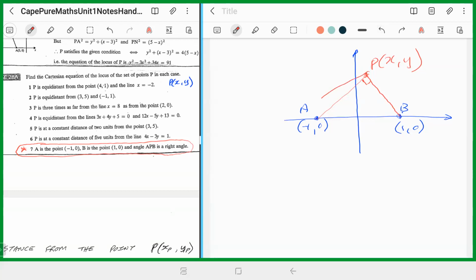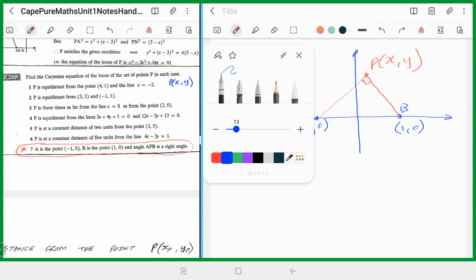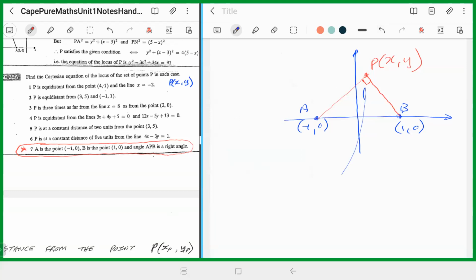Because it means that this gradient and this gradient, we multiply them and get negative 1. So that's what we're going to use for this one. Because the angle inside this is 90, the gradient of AP times the gradient of BP is equal to negative 1. If this angle is 90, then these are perpendicular gradients. When the gradients are perpendicular, the product is negative 1.